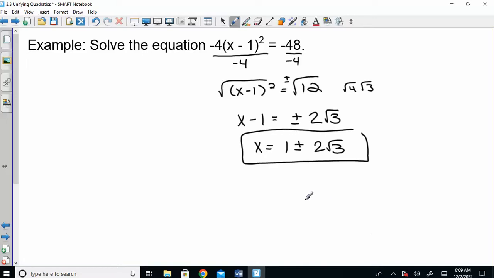So that one, we used the square root method. And that was the easiest option, just get the x by itself and solve.